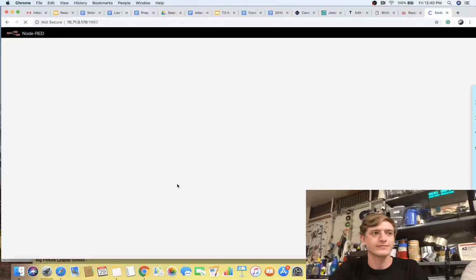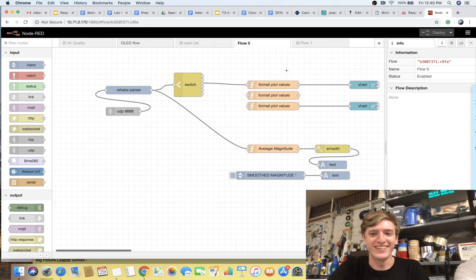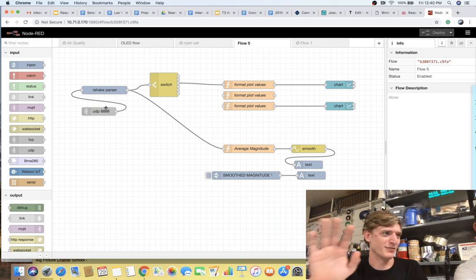So I'll bring us back to our screen so we can see at least what we're looking at. There we go. Okay, we have Node-RED starting to load. This is the crazy air quality flow which we don't need to look at. It's kind of complicated. This is after we set up everything, so this is the final version of the flow.